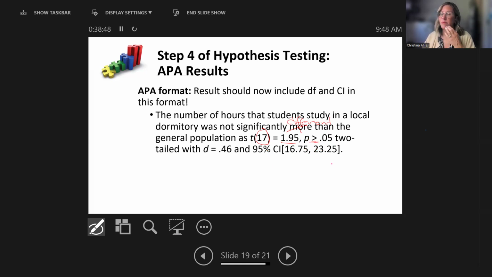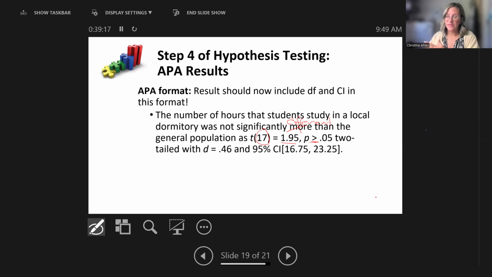There is a supplemental video on determining significance with the p-value. If this is confusing you, I would definitely go in there and watch that video in Canvas so that you can understand how p is related to alpha. So it was not significant, so p is greater than alpha.